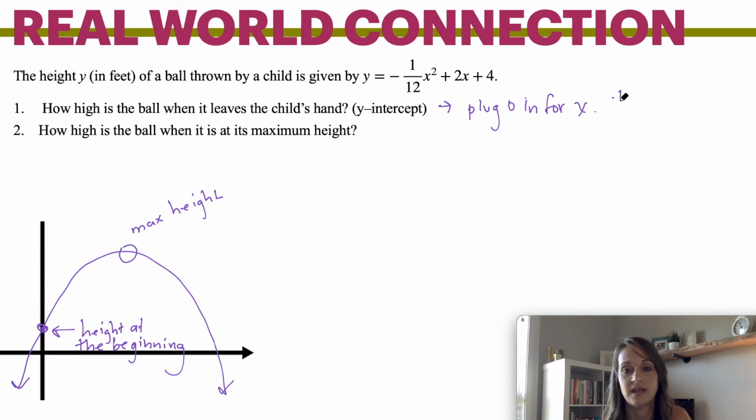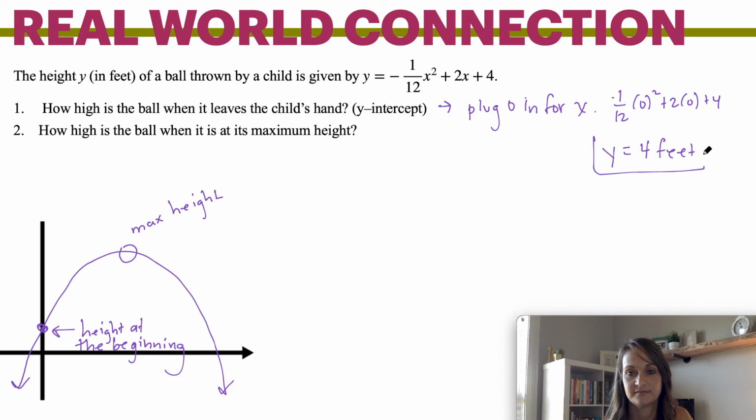So to find number 1, we are going to plug 0 in for x. So we will get -1/12 times 0 squared plus 2 times 0 plus 4, which will give us 4. So that means y equals 4. So at the very beginning, the ball is 4 feet high. Number 2, how high is the ball when it's at its maximum height? So we're wanting to know the max height.